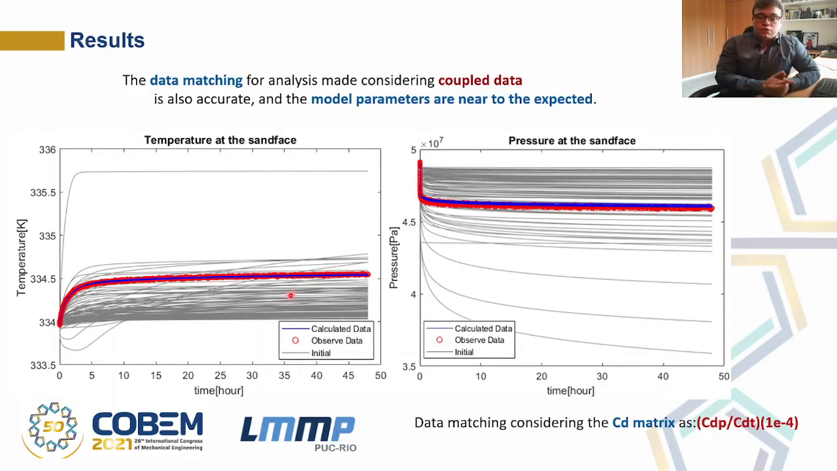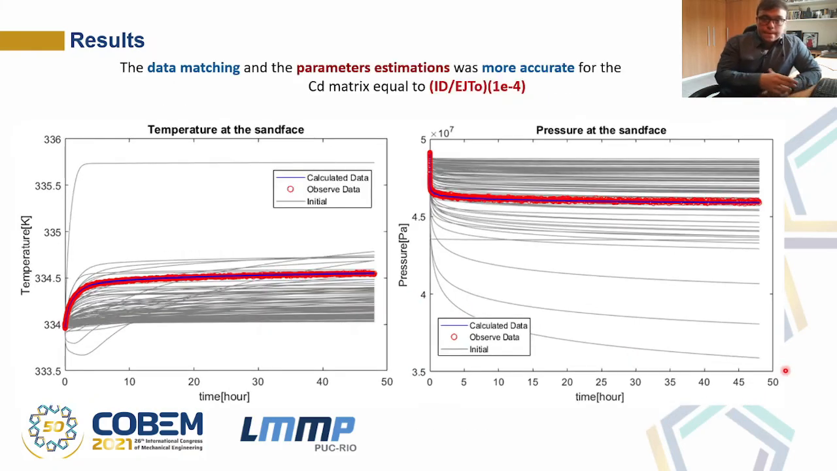Here is the data matching for the coupled data using the first CD matrix configuration with the addition of the 10 to the power of minus 4. The matching was accurate and the vector of parameters achieved values close to the expected. And here is the data matching for the coupled data using the second CD matrix configuration with the addition of the 10 to the power of minus 4. In this configuration, the data matching and the parameter estimation achieve the most accurate results.